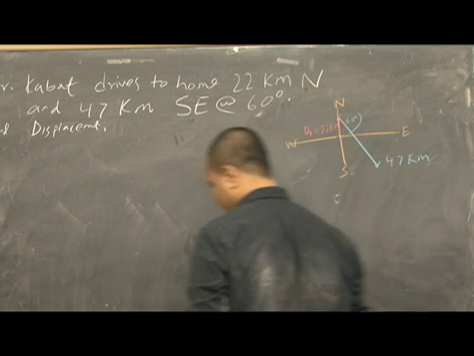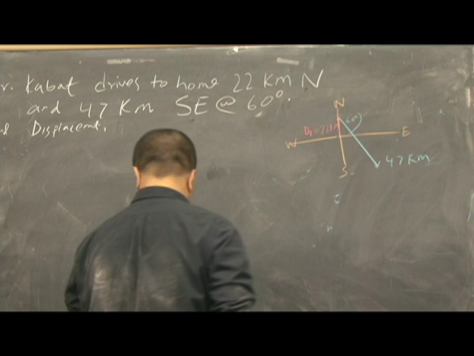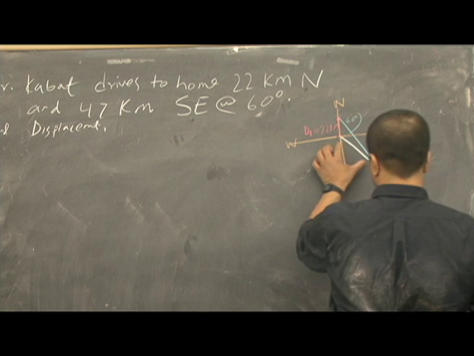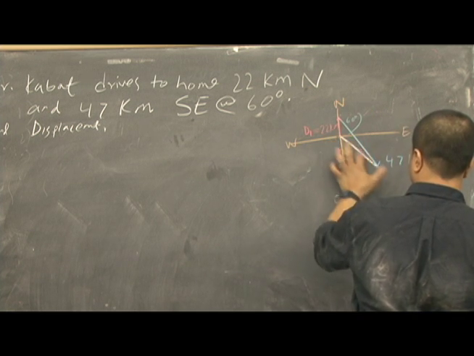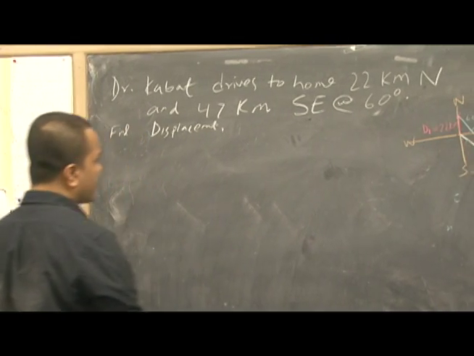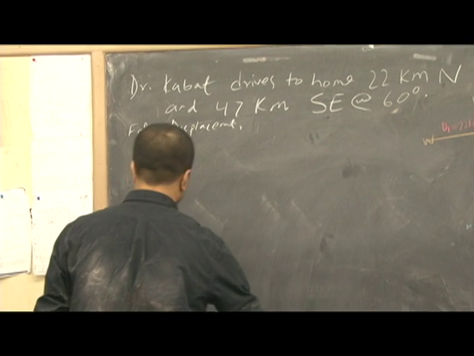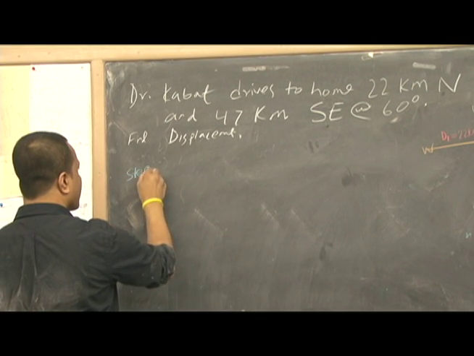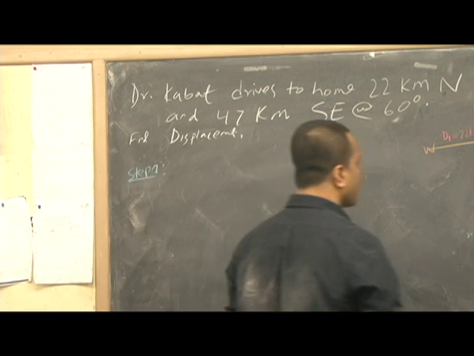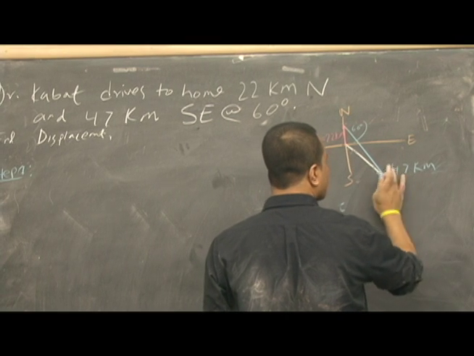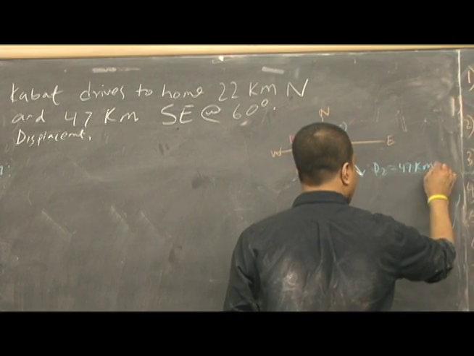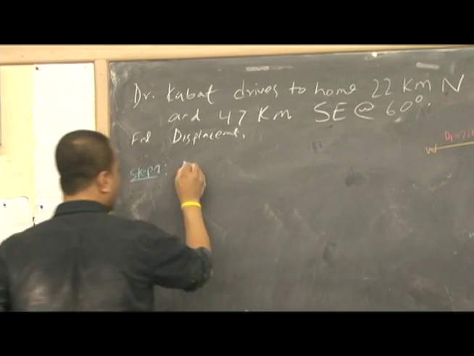So we're going to find his displacement. We're going to find something like this, the displacement from here to here. The magnitude of the white line would be the displacement of Dr. Kavat. Step one is, okay, so we forgot something. We should have put D2 equal to 47 kilometer.